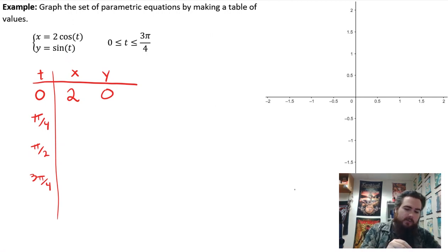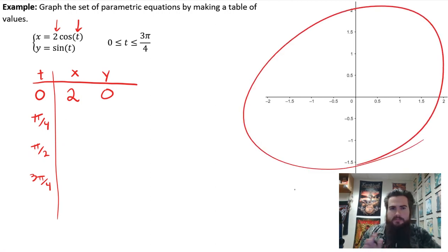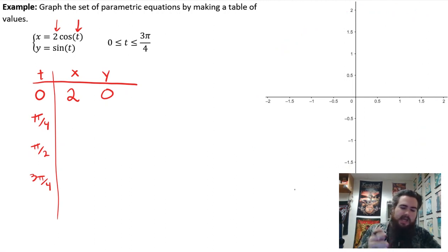Next, pi over 4. 2 cosine of pi over 4. Well, cosine of pi over 4 is square root of 2 over 2. And that is also going to be multiplied by another 2, meaning I just get the square root of 2. Or, if I approximate to a decimal, since I will be plotting this onto a plane that doesn't have roots on them, that has decimals, I'll round square root of 2 to about 1.41.